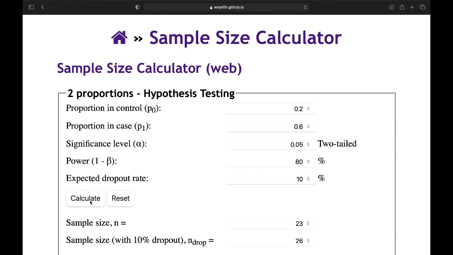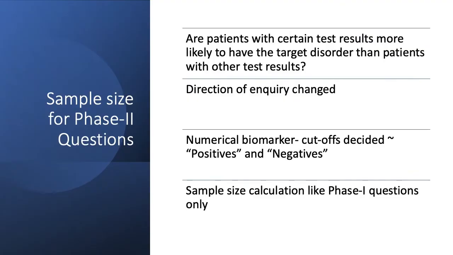Why? Because we are dealing with two extremes here. One with disease, confirmed disease, and one without disease or healthy control. In phase 2 research questions, the design is essentially the same. You will require patients with a confirmed diagnosis who have that disease and you will require healthy controls. Only what is changed is the direction of inquiry.